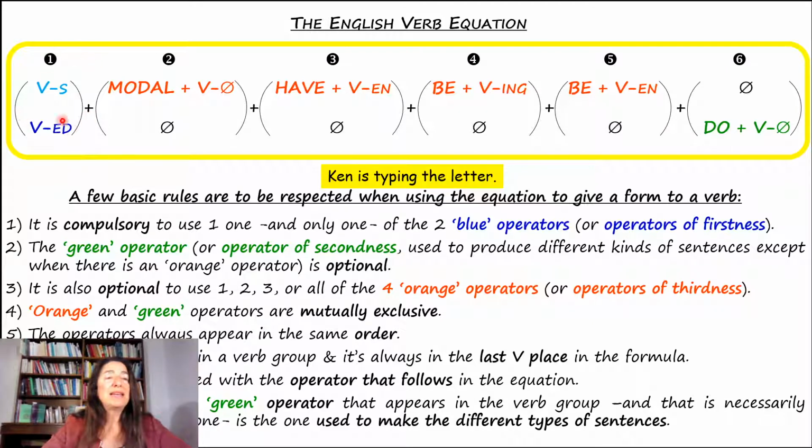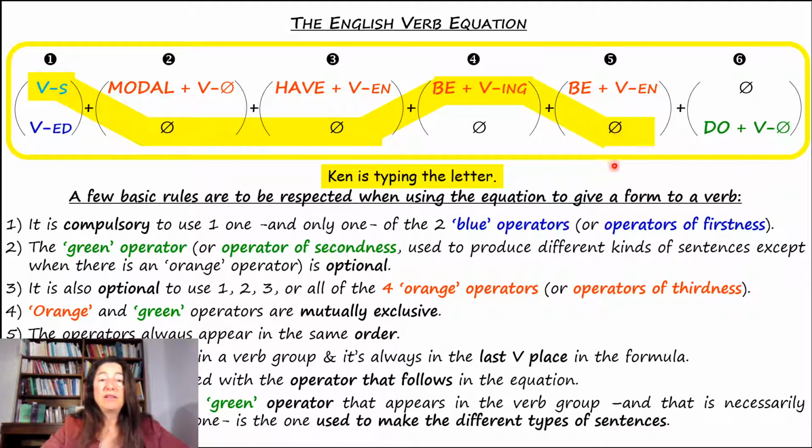Is this the present tense or the past tense? Well, obviously it is in the present tense. Is there a modal? No, there isn't. Is there have plus VN, the perfect? No, there isn't. Is there be plus VING or the simple form? Well, obviously we have be plus VING here. And then this is the active voice here. And since we do have an orange operator, then it's impossible to have the green one.